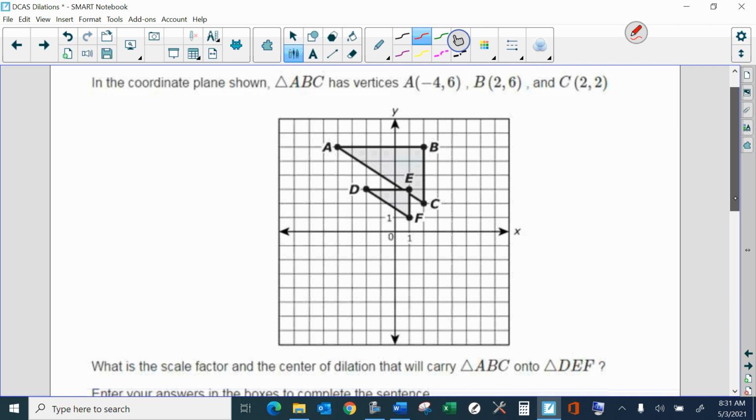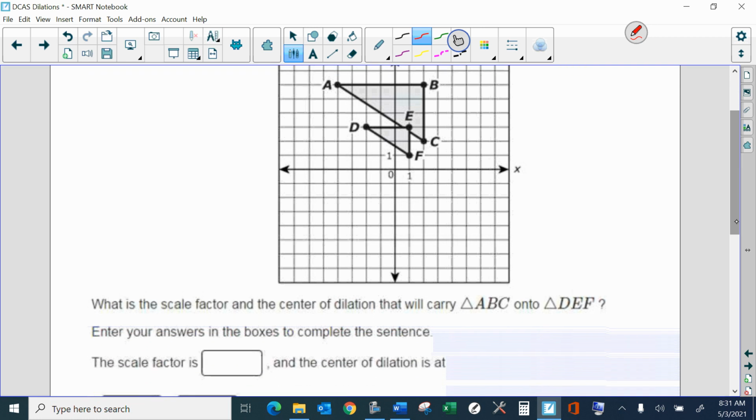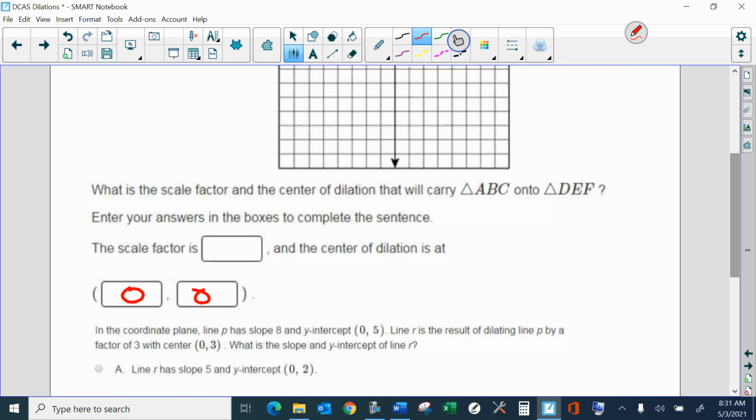Okay, next one, you have these right here, these 2 triangles. What's the scale factor and the center of dilation? I'll carry ABC onto DEF. So center of dilation, remember we just connect these. So it's going to be at the origin. Okay, right there, centered at 0, 0, the origin.